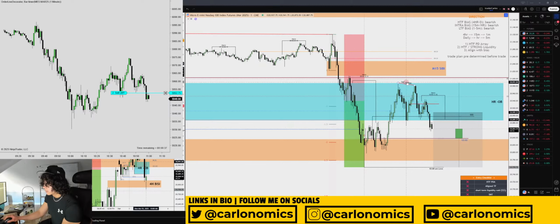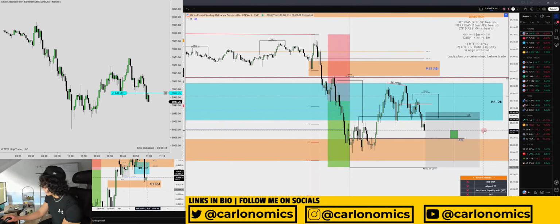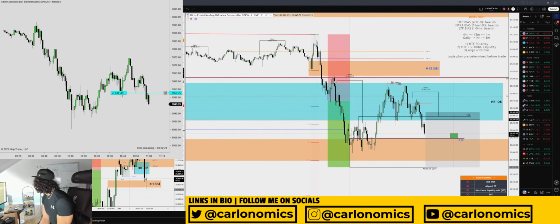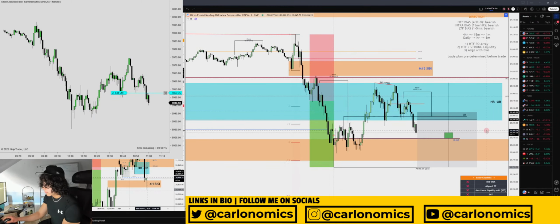We have the SMTs at the highs. We retraced into premium, with a short-term liquidity raid on the 5-minute. But if price does not retrace up, then I'll probably just call it a day. So I did do a sell limit, but it doesn't look like price wants to retrace up.